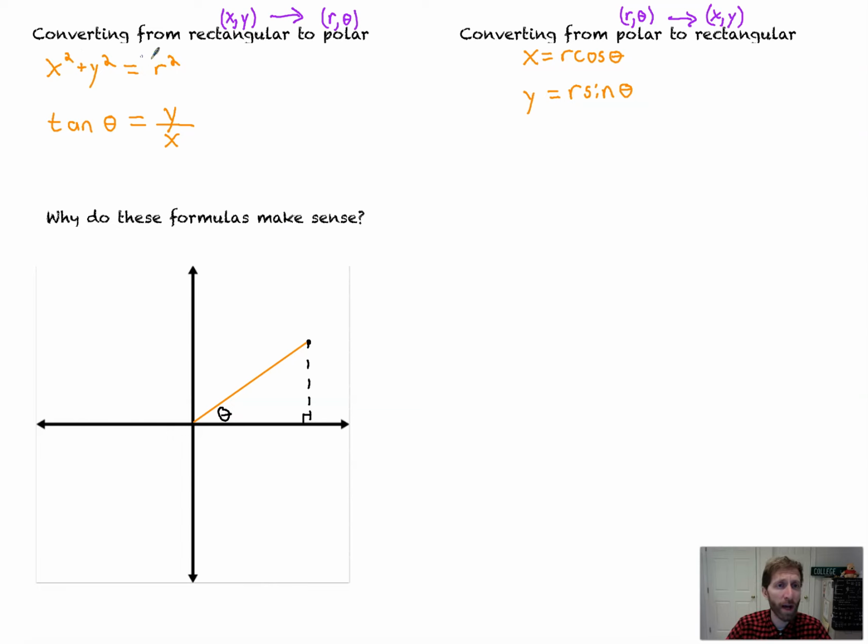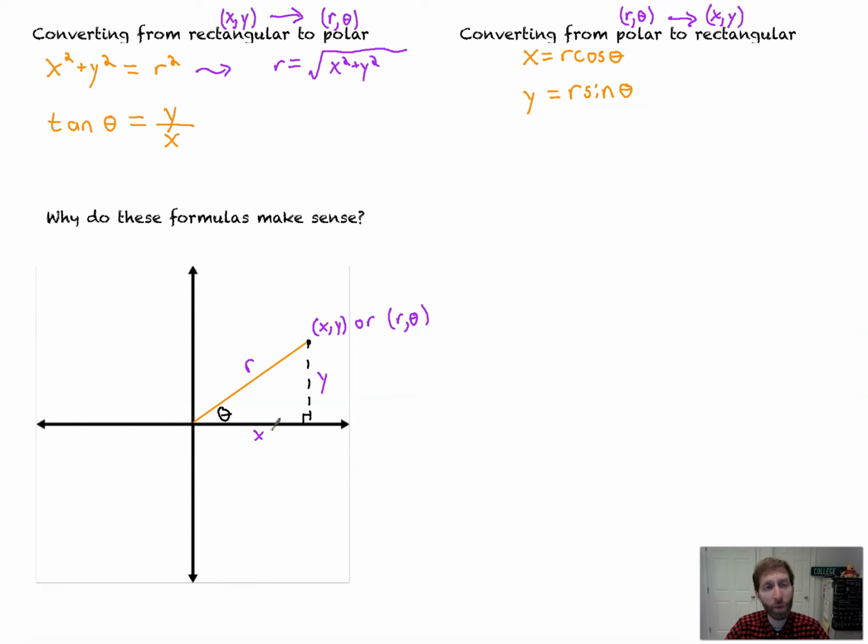So you've got x squared plus y squared equals r squared. And you could take that further and say that r is therefore equal to the square root of x squared plus y squared. Why does that make sense? Well, if you have a point, whether it's represented in rectangular or polar form, this would be x and that would be y. And x squared plus y squared would give me r squared. It's the Pythagorean theorem. Take a square root of that and that gives you r.